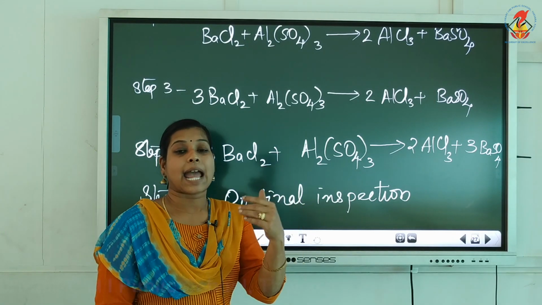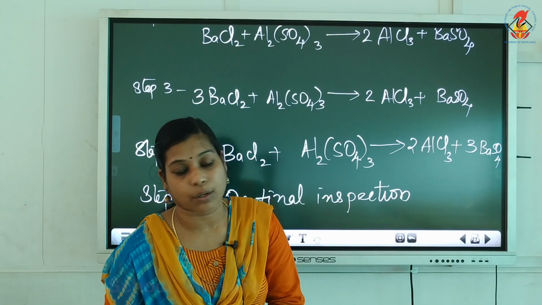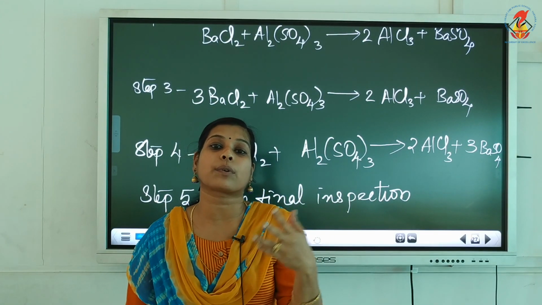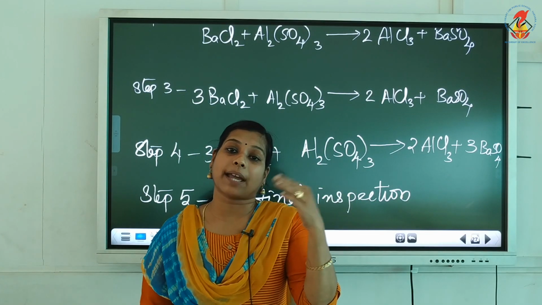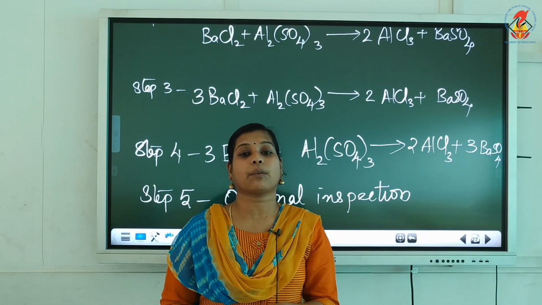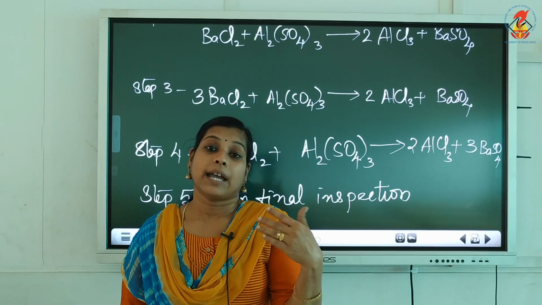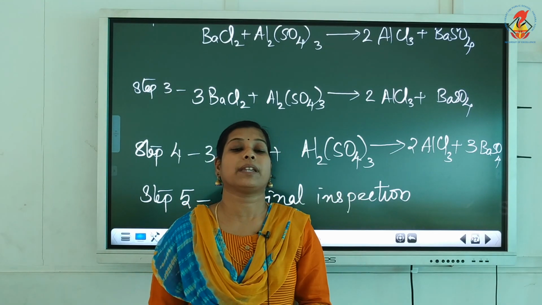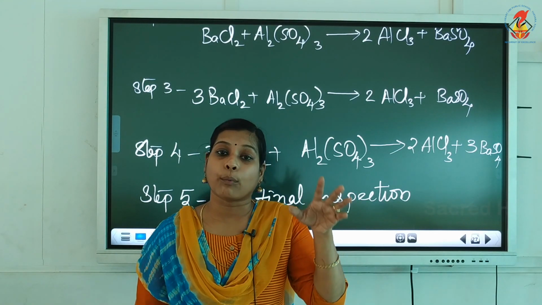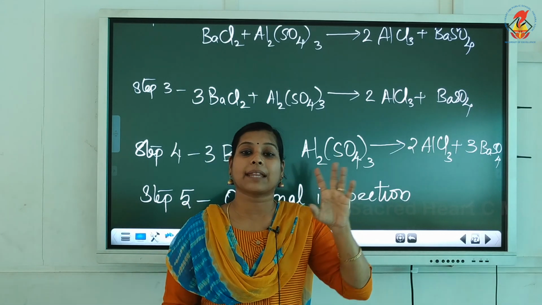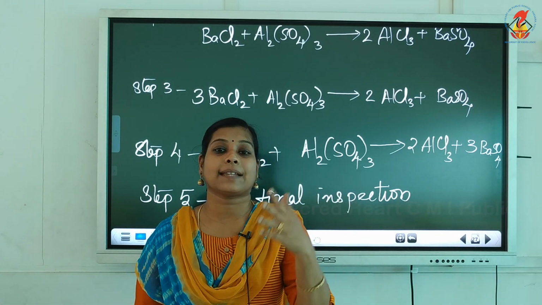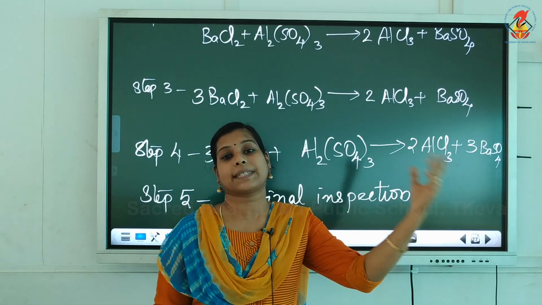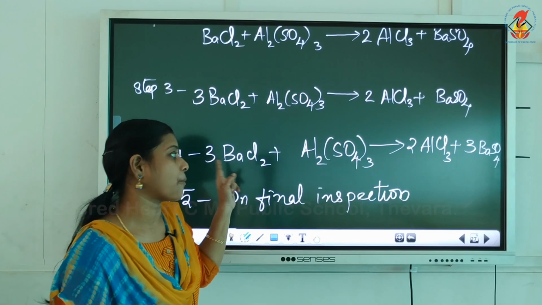So when we are answering a question on balancing a chemical equation, sometimes you have to write the word equation first, sometimes you have to derive the symbol equation from that word equation. That depends on the question. Sometimes the question is directly given as a symbol equation. So we go with step 1, making the table which indicates the number of atoms of different elements on both sides.